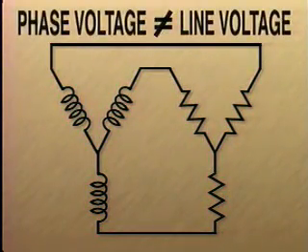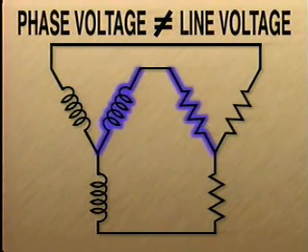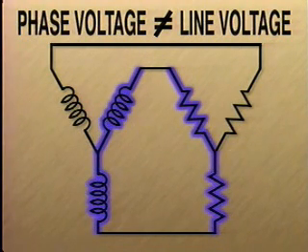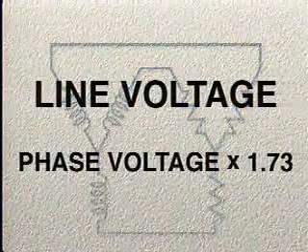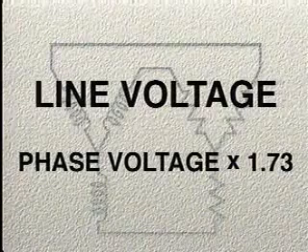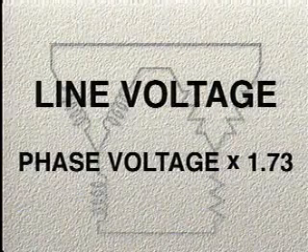The phase voltage is not equal to the line voltage because the voltage in each coil or resistor has to be added to the voltage in one of the other coils or resistors to form the voltage across any two wires. In Y-connected systems, line voltage equals phase voltage times 1.73.